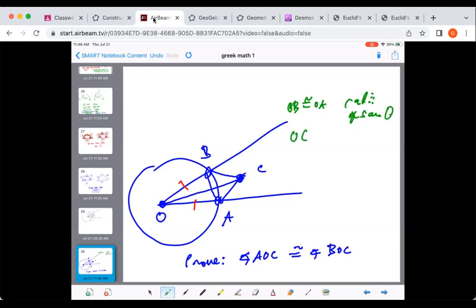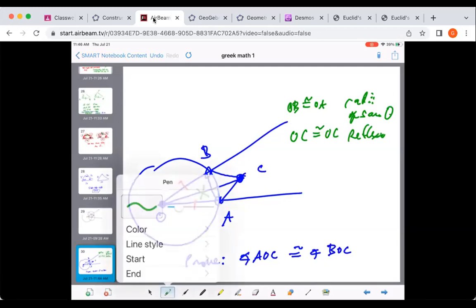OC is congruent to itself. Uh-huh. Reflexive property. I like to make an X here to show that. Okay. But we don't know about the angle because that's the thing we're trying to prove. So what's the next step?